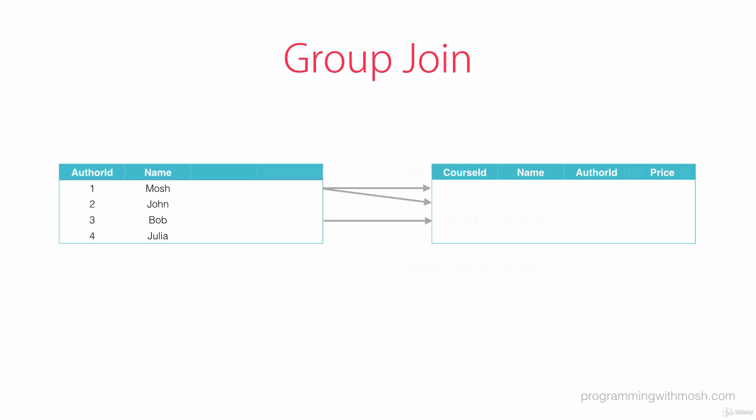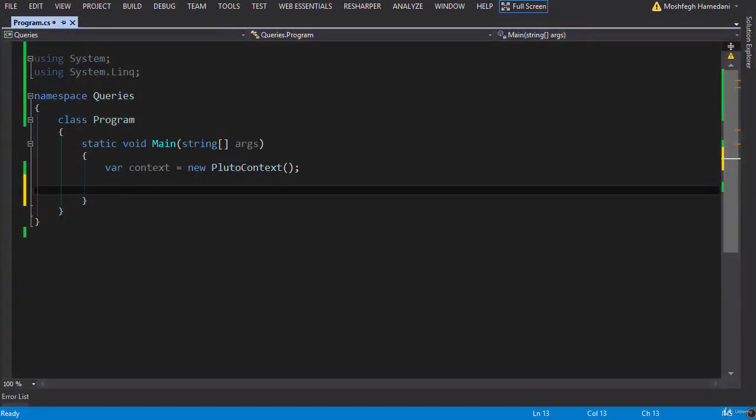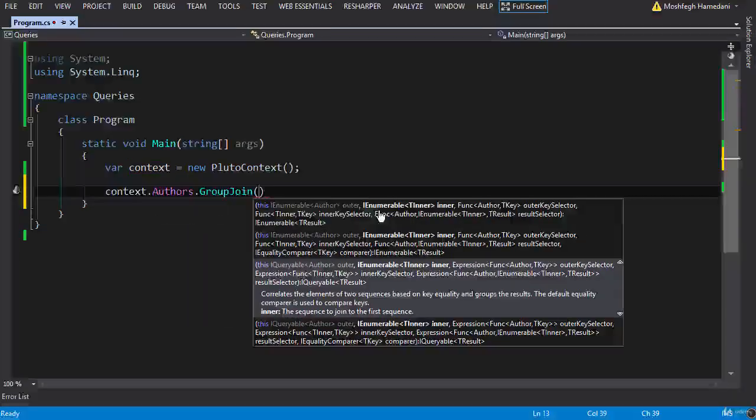So as I told you in the last lecture, group join is useful in situations where in SQL we do a left join between two tables and then use count, aggregate function, and group by. So let's say we want to get all authors and count their courses. So back here, we want to join authors with their courses. So context.authors.groupJoin. Look at the first argument, an IEnumerable. That's the target list that we want to do a group join to. So we want to join it with courses.